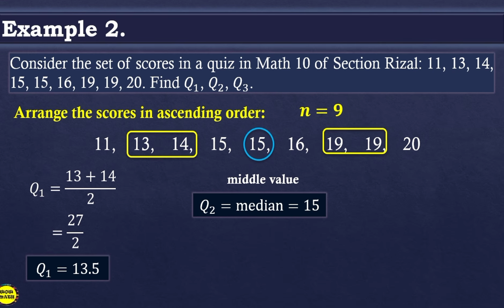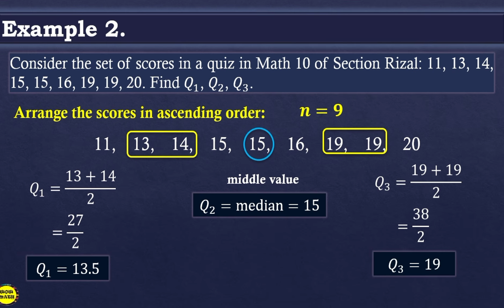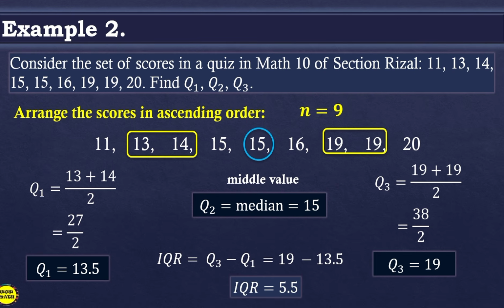Next, for third quartile, ganun din ang gagawin. Tingin tayo sa right side ng middle value natin. Meron tayong 4 na scores, so may dalawang middle value rin tayo. Kagaya ng ginawa natin sa first quartile, add lang din natin. So, 19 plus 19 divide 2, that is 38 divide 2. The answer is 19. So, yung third quartile natin is equal to 19. To compute the interquartile range, 19 minus 13.5, the answer is 5.5.